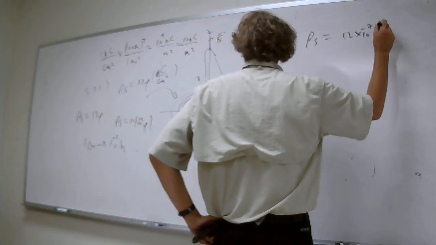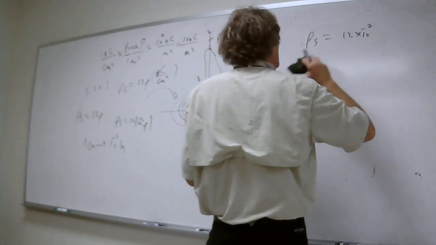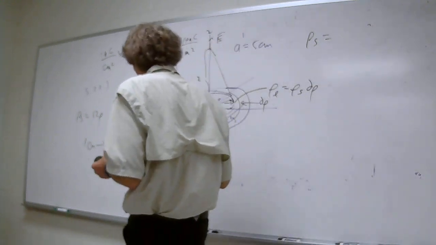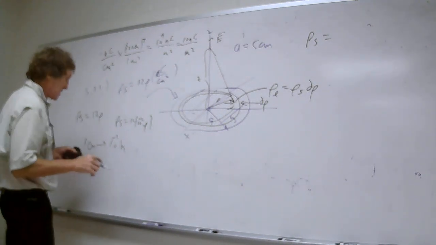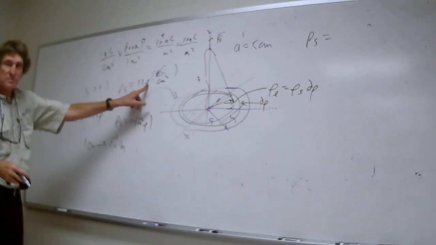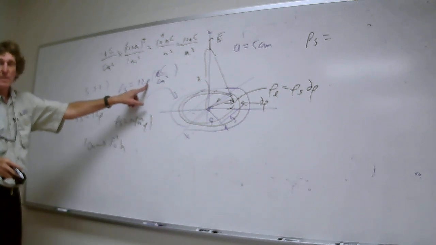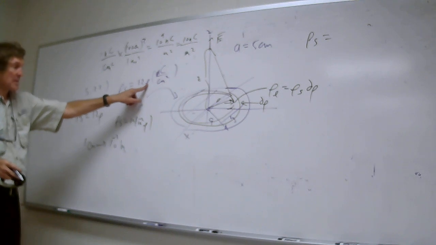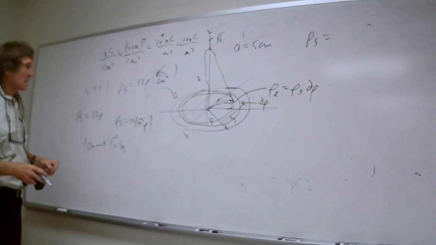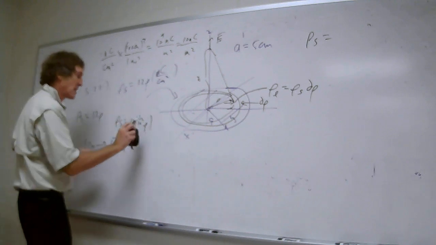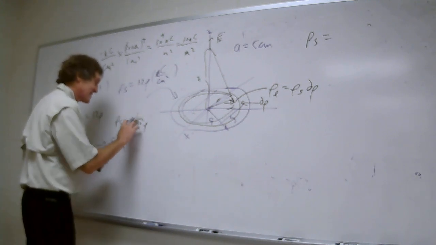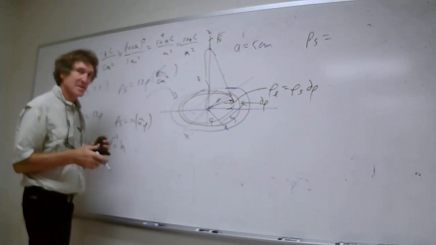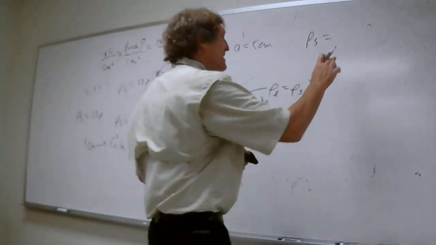Wait, I thought it was over 10 to the minus second. 12 over 10 to the minus... This is in meters, or centimeters, right? To convert that to meters, I have to multiply that by 10 to the minus 2, don't I? Rho s is equal to 12 over 10 to the minus 2. No, that's in parentheses. Okay, that makes sense. Sorry.